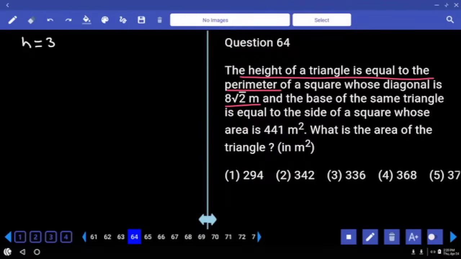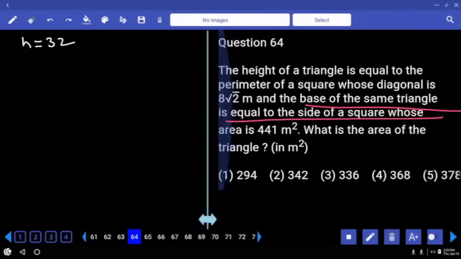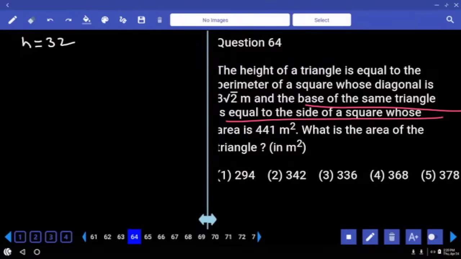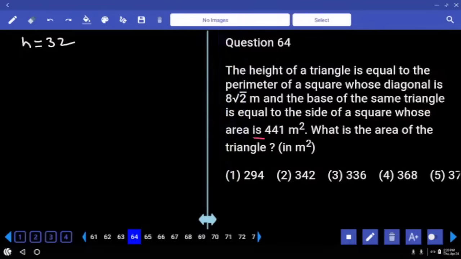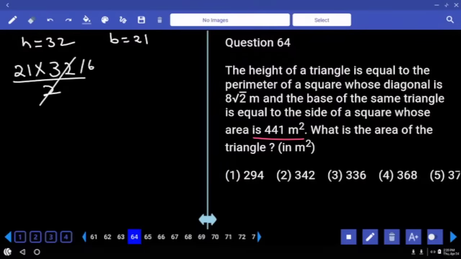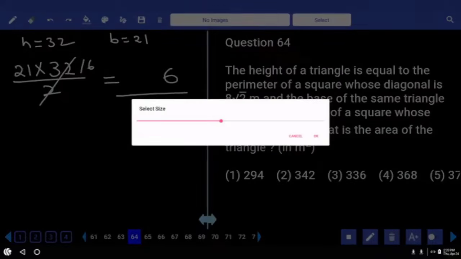Then height is equal to 32. Base of the same triangle is equal to the side of square whose area is 441. 441 is square of which number? 21. So side is 21. Then base is equal to 21. The question is, what is the area of the triangle? Half BH. Base into height divided by 2, 16 times. Answer ends with how many? 1. Yes, only 1.